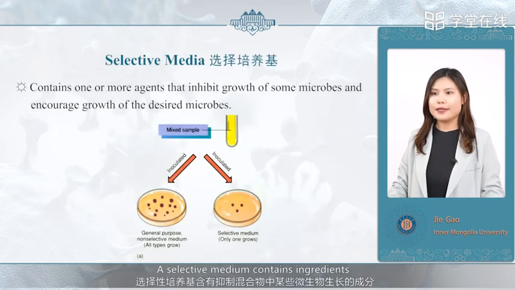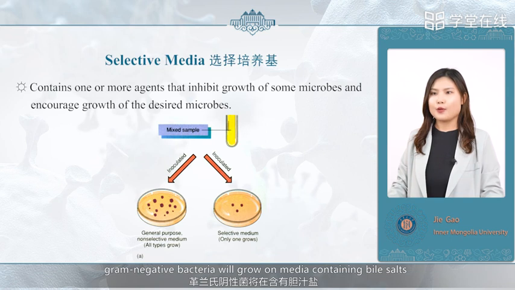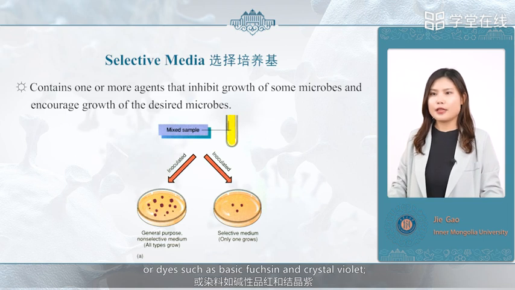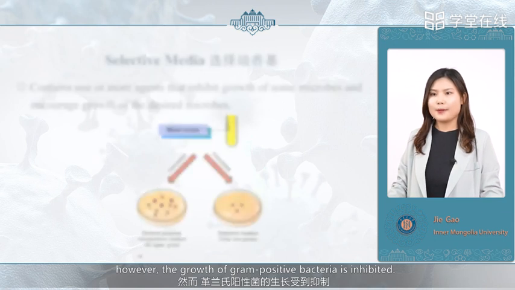A selective medium contains ingredients to inhibit the growth of certain microbes in a mixture while allowing the growth of desired microbes. For instance, gram-negative bacteria will grow on medium containing bile salts or dyes such as basic fuchsin and crystal violet. However, the growth of gram-positive bacteria is inhibited.